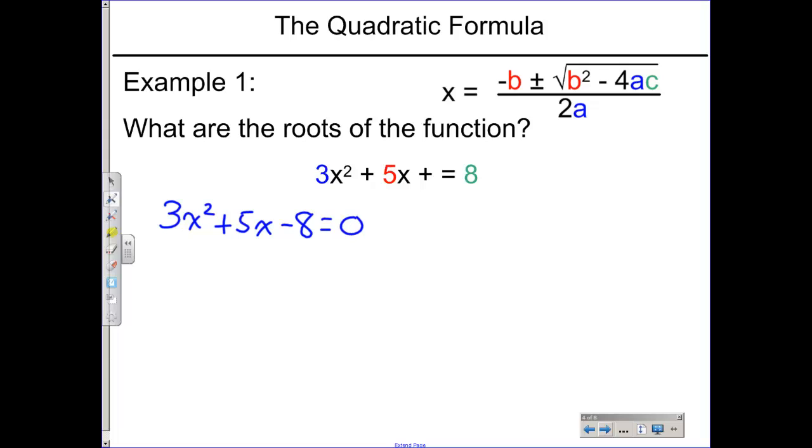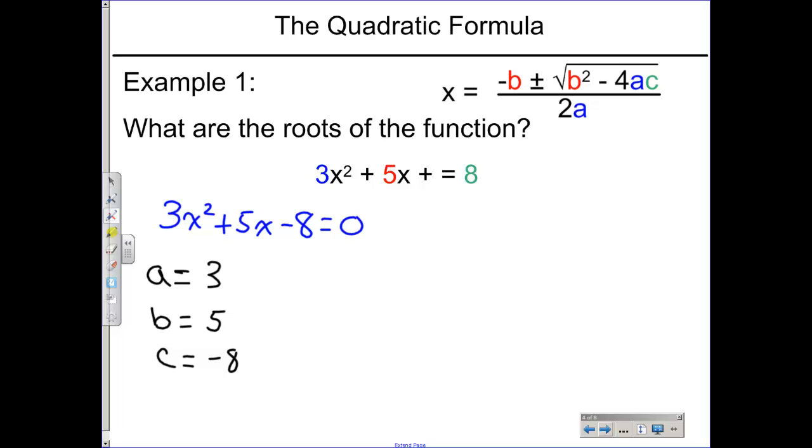Now, one of the things I like to tell students is you should probably identify a, b, and c before you begin. So a in this case is a positive 3, b is a positive 5, and c is a negative 8. That's a reminder to you that wherever you put them into the formula, those are the values you're substituting for a, b, and c.